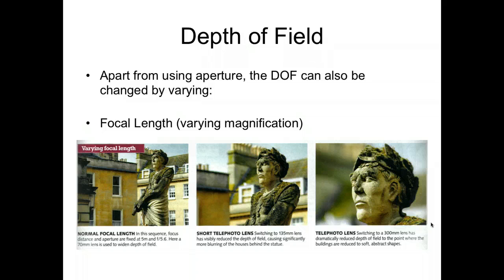And then finally, the third photo, the one on the far right, is a telephoto lens. This is a 300 millimeter lens, and what it's done is it has dramatically reduced the depth of field to the point where the buildings in the background are reduced to a soft, abstract shape, and it's completely out of focus. But notice that the head of our statue is still completely in focus.